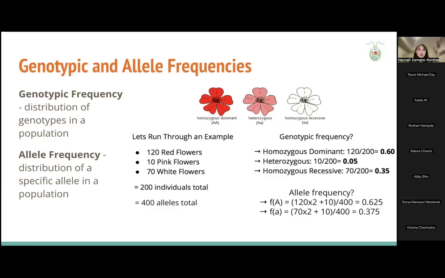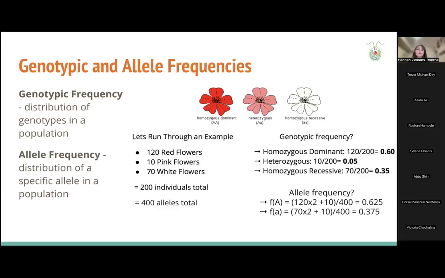Allele frequency is a little bit trickier, but it's not too bad once you get the hang of it. So the first thing we're going to do for allele frequency is start with our dominant allele, so our big A allele. For the frequency of our big A allele, we are taking 120 times 2 big A alleles from the homozygous dominant. Why? Because the homozygous dominant has 2 copies of this big A allele. And we're adding the 10 copies of this dominant allele from the pink, which is the heterozygote. And then we're dividing that by our total number of alleles, which is 400. And that's giving us our allele frequency.